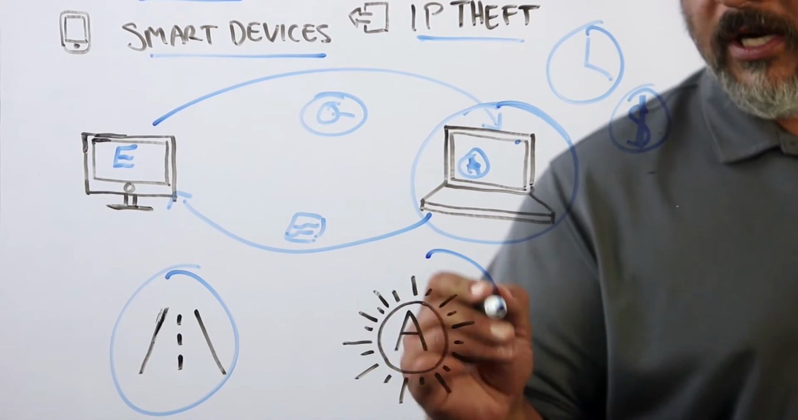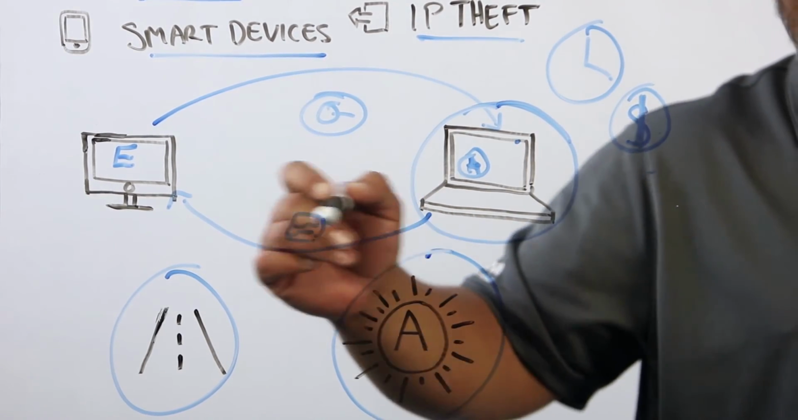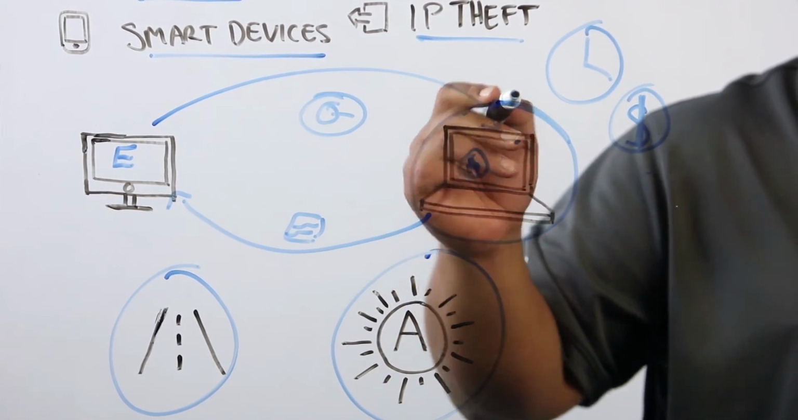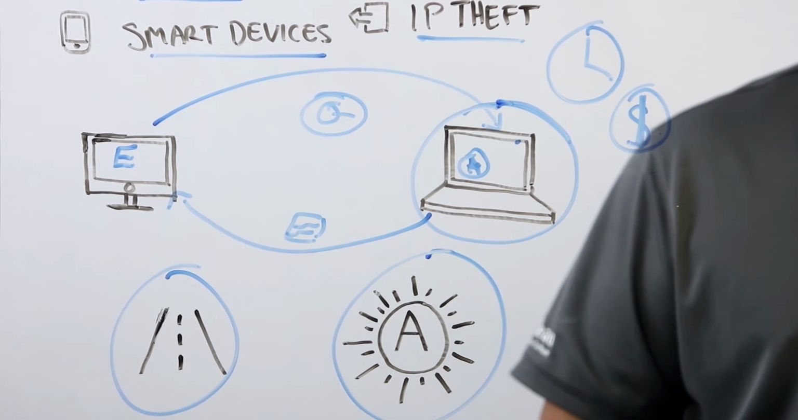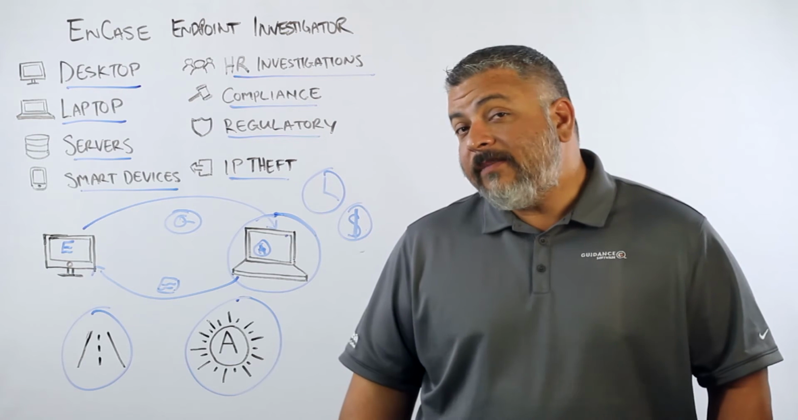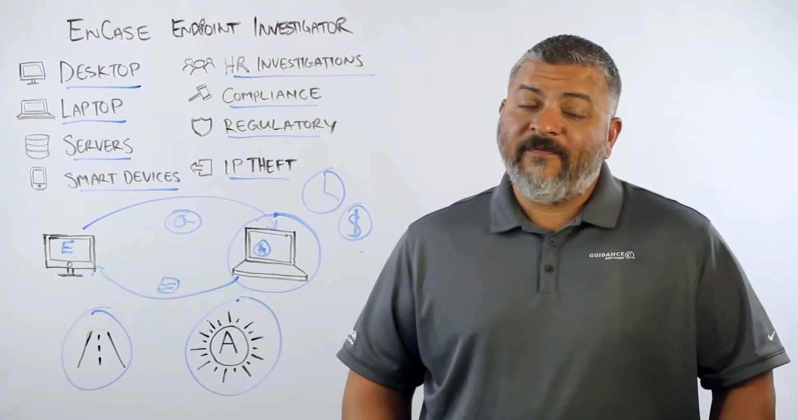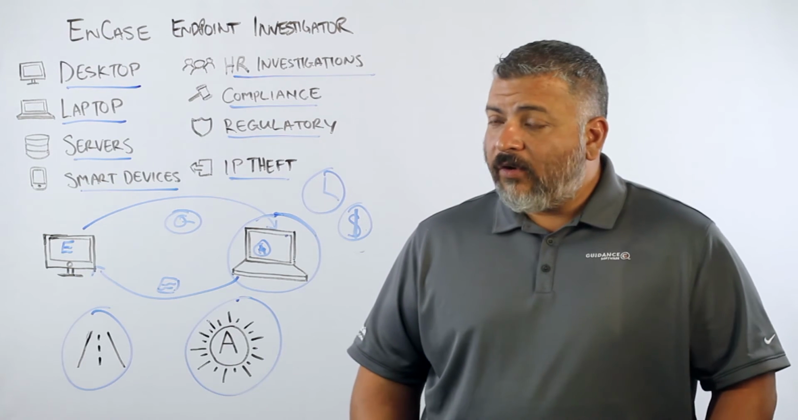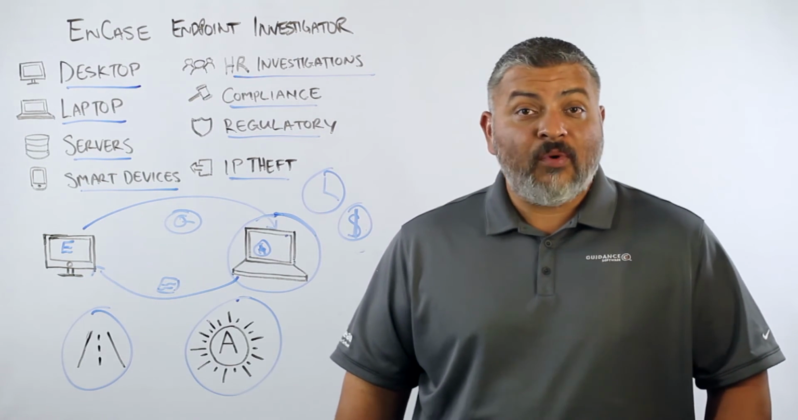The next feature I want to talk to you about is our enhanced agent. What I explained a moment ago about how you would do a search and collection from an endpoint is going to be the way you do it for the majority of your endpoints. But there's a certain subset of endpoints that are hardly ever on the network. These are your salespeople, your field personnel. It's going to be very difficult, even with Endpoint Investigator, to get consistent collections from those endpoints.